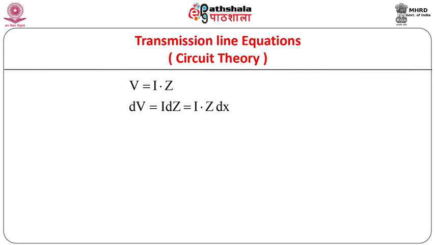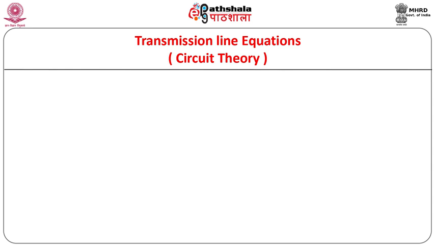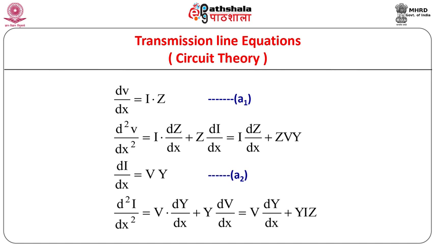Applying Ohm's law, the change dV in voltage over a length dx equals I into Z into dx. Thus, we have dV by dx is equal to I into Z. Similarly, the change dI in current over length dx of the line equals V into Y into dx. Thus, we have dI by dx is equal to V into Y. Differentiating the two equations with respect to x yields the differential equations as shown.